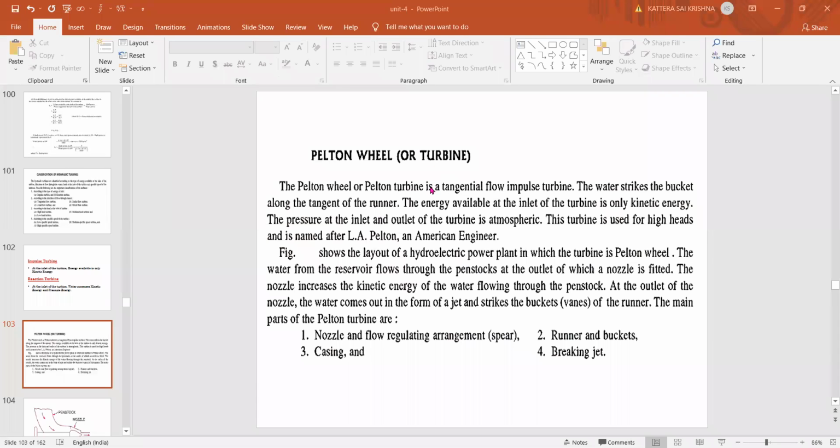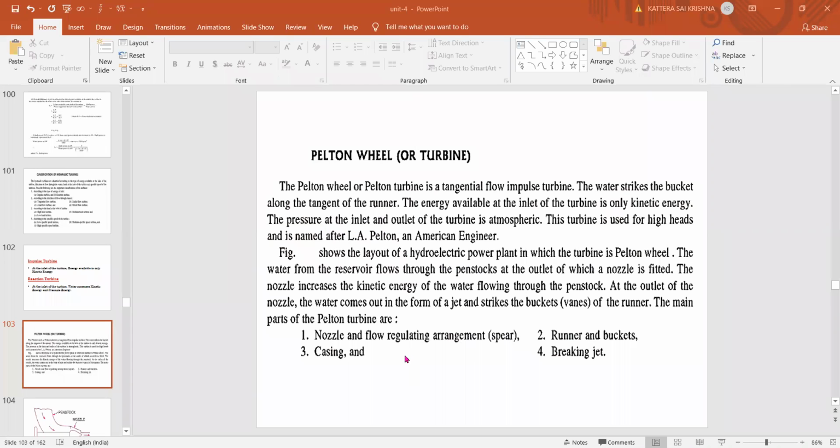Only the kinetic energy will be present at the inlet of the turbine. At inlet we have only kinetic energy. We don't have any pressure energy. At inlet and outlet we have only atmospheric pressure. No excess pressure will be there except atmospheric pressure, right? So this is about the Pelton wheel.